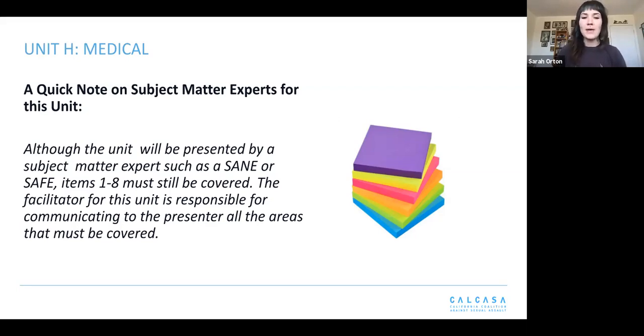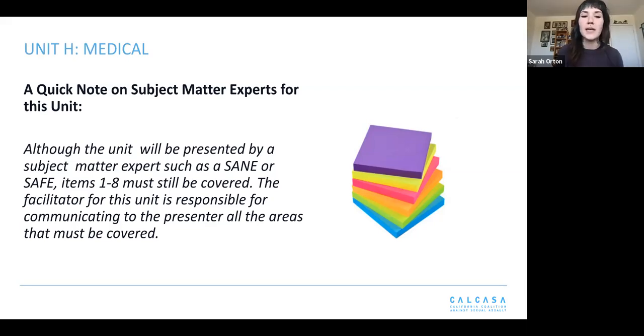So you can do your best to help them understand all of the areas that need to be covered. And if for some reason something still gets left out, that would then be the job of the facilitator to ensure that that material was getting covered one way or another, if there was things that you had to make up. And of course, the facilitator will be available for asking questions and stuff like that too.